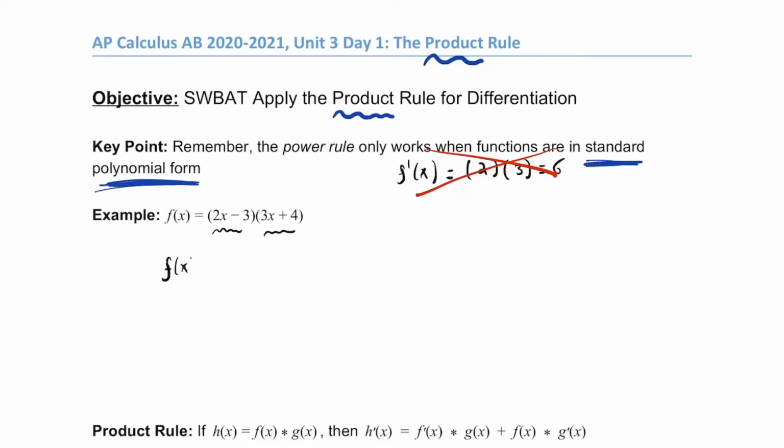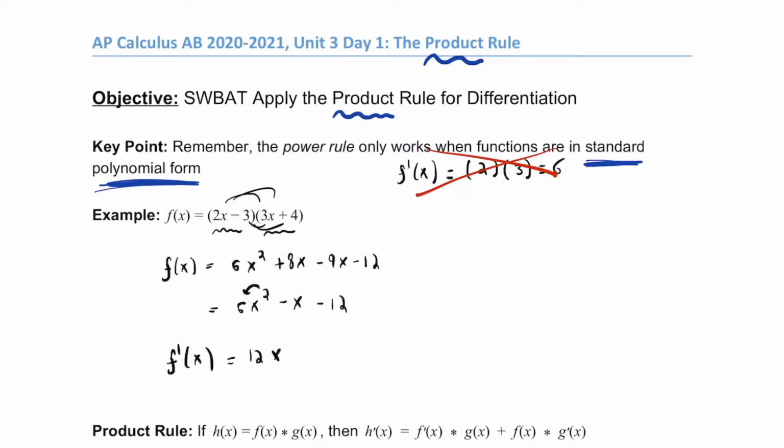So to get it in standard form, we would multiply it all out. We would do all our distribution. So we'd have 6x squared plus 8x minus 9x minus 12. We'd have 6x squared minus x minus 12. And so now we can apply the power rule. 2 times 6 is 12. X to the 2 minus 1 is just 1. 1 times negative 1, we'd have minus 1, and x to the 0 is gone. So we have the derivative, f prime of x, is 12x minus 1.